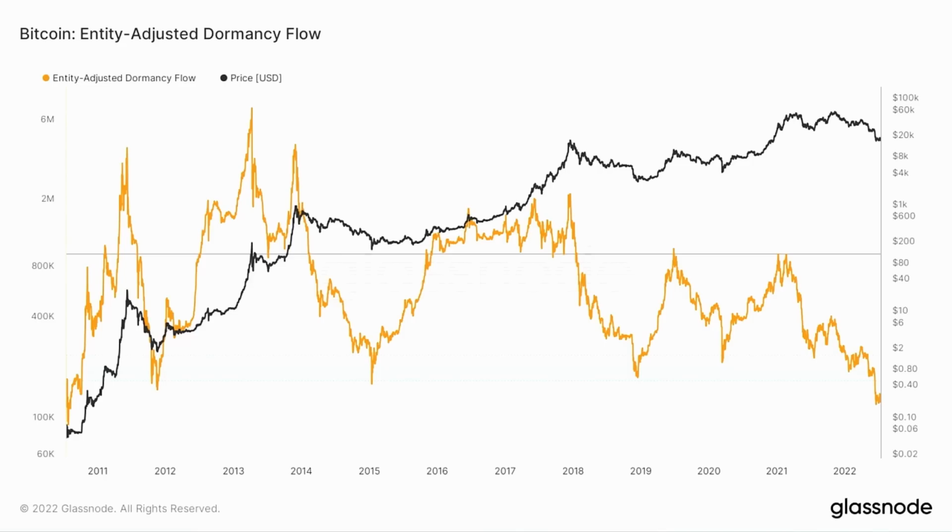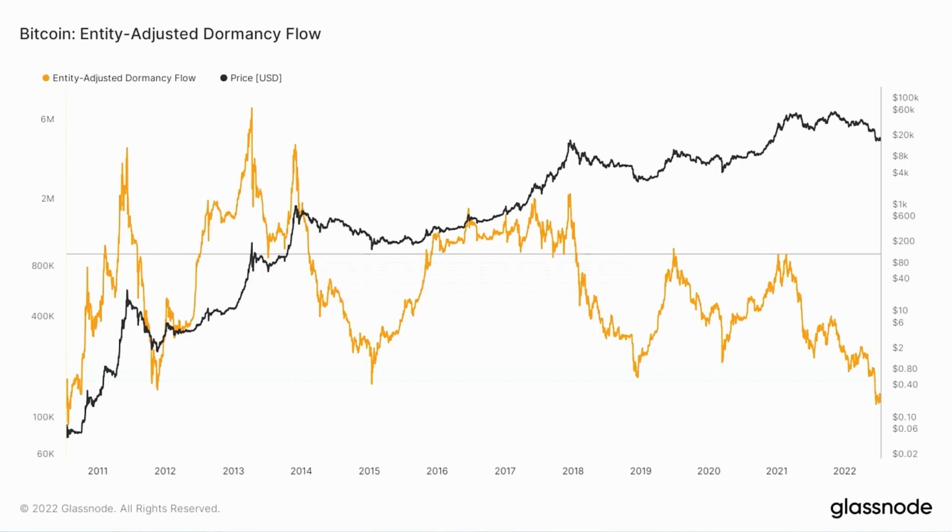Crazy. This is entity-adjusted dormancy flow. This is looking at the realized market cap of Bitcoin compared to the amount of activity on-chain. This really goes into coin days destroyed, which is a bit different. Long story short, the way to read this chart is that this orange line is showing you how much movement there is. If you've bought a coin back in the day, years ago, you'll have what's called a lot more coin days accumulated. Long story short, this just means that people are not running away.